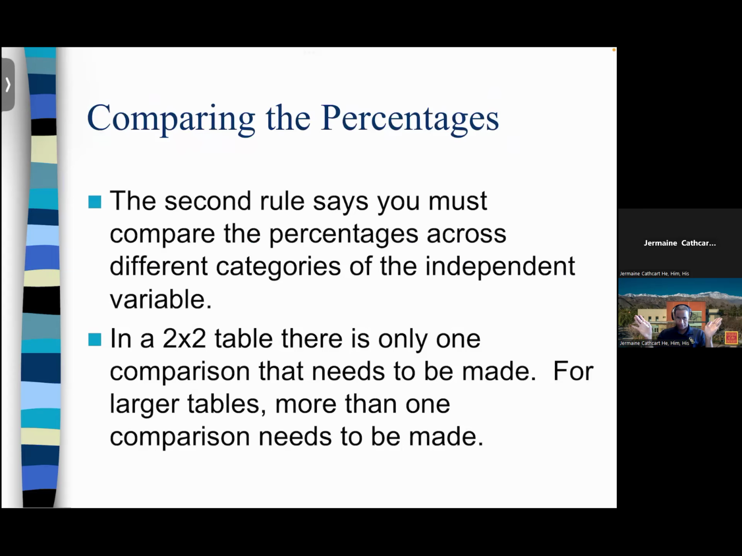Okay, so comparing the percentages. The second rule says that after we calculate the percentages for the independent variable, then we compare the percentages across the different categories of the independent variable to see if there's a relationship between the independent variable and the dependent variable. Now, in a 2 by 2 table, there's really only one comparison that needs to be made. But for larger tables, more than one comparison needs to be made. And typically you want to look at the extremes of those tables. And I'll talk about what I mean by comparing the extremes coming up.